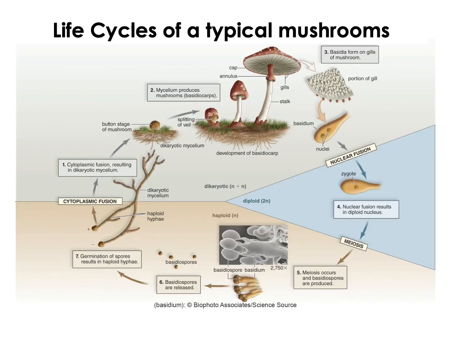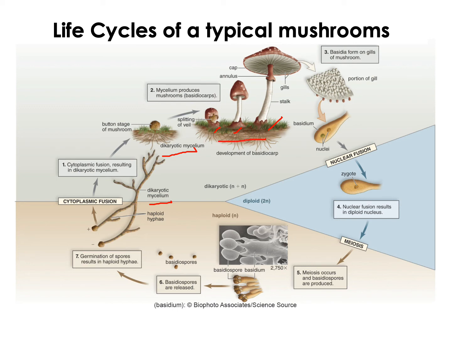So okay, this is the life cycle of a typical mushroom. So what happens first here? Cytoplasmic fusion resulting in dikaryotic mycelium. And then they have the button stage of the mushroom, which is the dikaryotic mycelium. The mycelium then produces the mushroom, which is the basidiocarp. See, now it grows from this big up until this big. So this is the development of the basidiocarp.